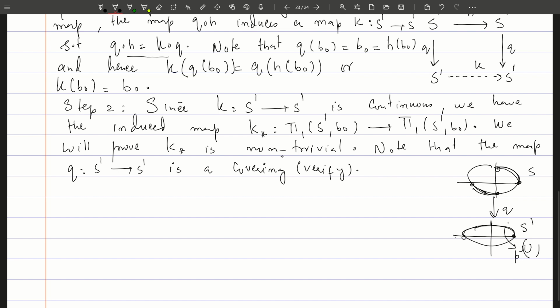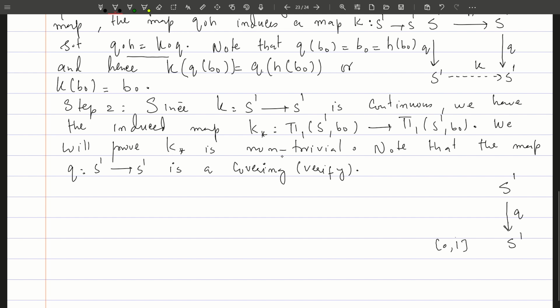So similar arguments apply when U is the intersection of S1 with the open lower half plane or with the open right and left half planes. So this is a trivial exercise to prove, I mean showing the map Q here is the covering map. So here we have S1, we have the map Q from S1 to S1, and this is the interval 0 1.